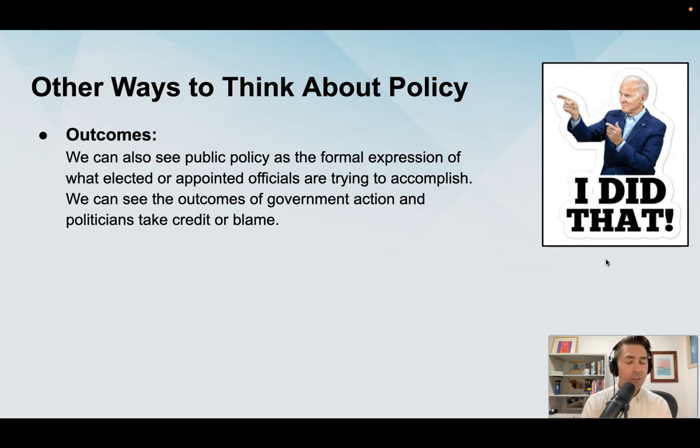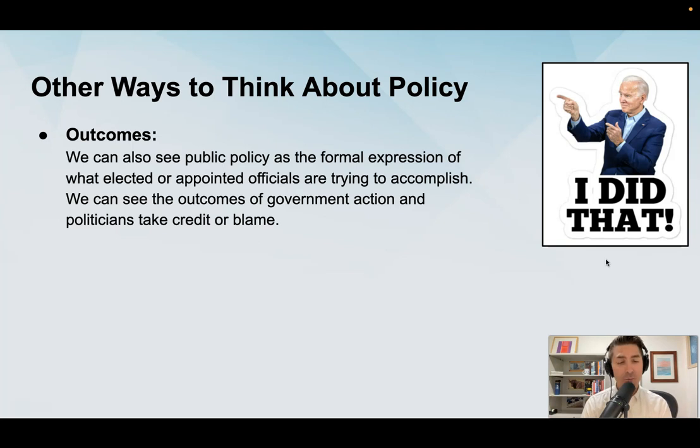And so when you think about outcomes, you think about the praise or blame that governments get. This is an example of it, right? This is a case of somebody putting the sticker there that is essentially blaming the government, saying the government is to blame for the high gas prices. And with this particular sticker, they're saying Joe Biden in particular is to blame for the high gas prices. So we can think about the outcomes as an expression of public policy.